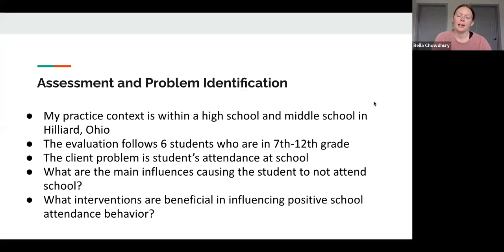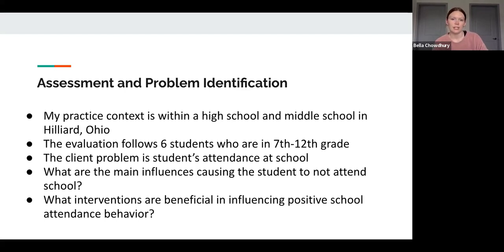So for my client population, I am working with middle school and high school students in Hilliard, Ohio. And the problem that I'm focusing on is school attendance. There has been a huge shift in school attendance over the past couple of years, especially since COVID, that has led to students being absent more often.